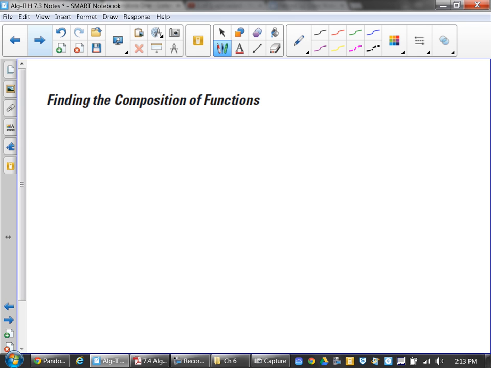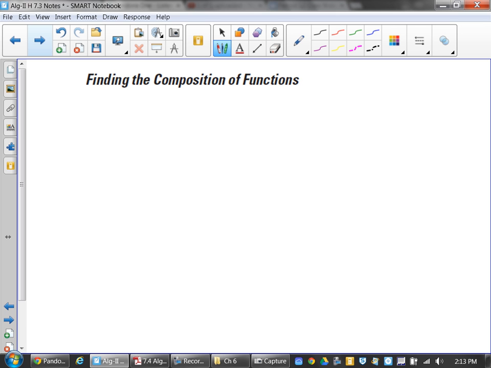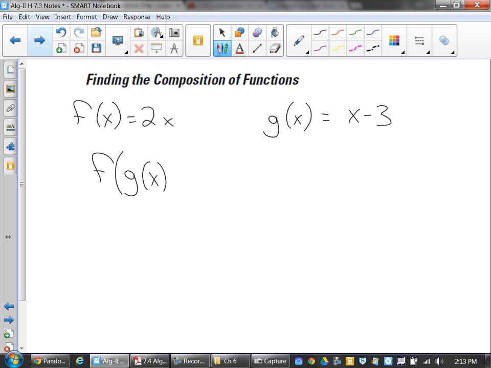Now, composite functions is a combination of 2 of them. Let me go back to a real easy scenario. So we had f of x was 2x, and our g of x, what did we have earlier, x minus 3? And a composite function looks a little bit differently. It looks like this. What is f of g of x?